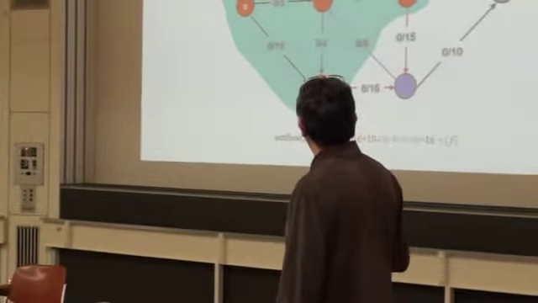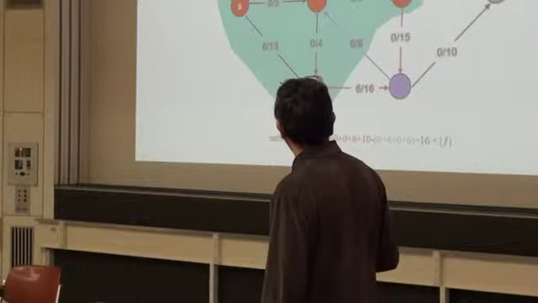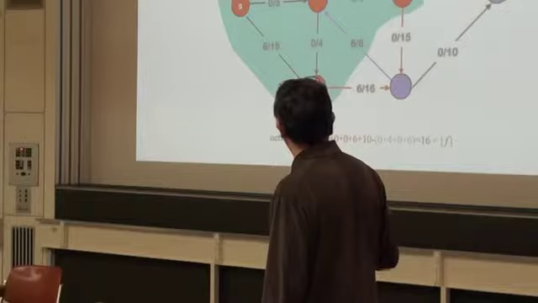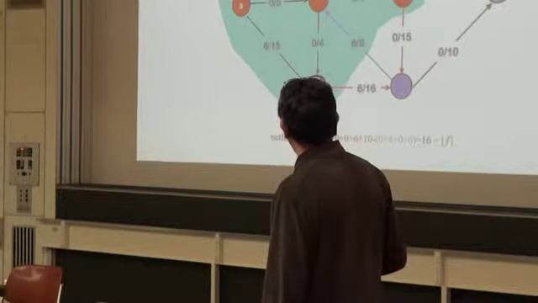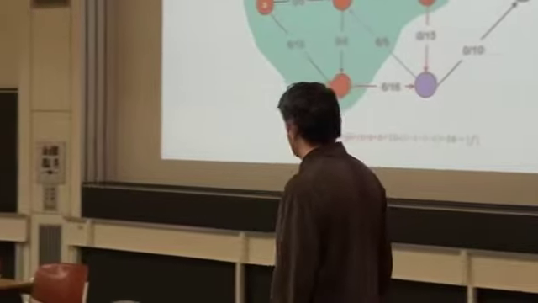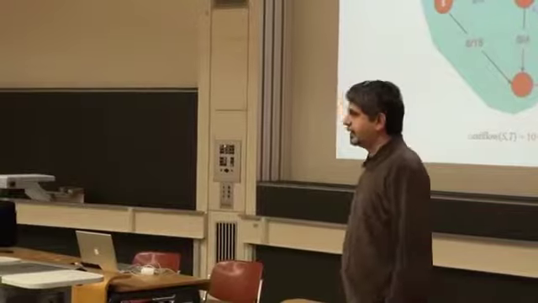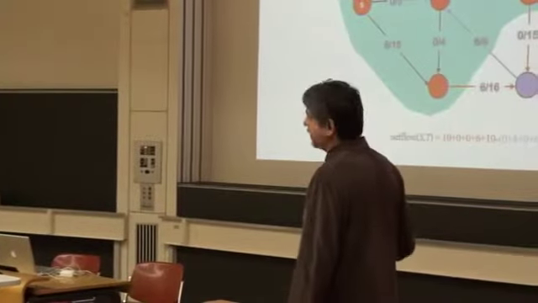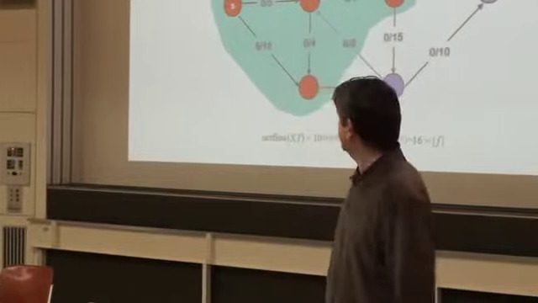For example, if you look at this set S, all the red edges are flowing out, and all the blue edges are flowing in. If you add the values on the red minus the values on the blue, you get 16, which turns out to also be equal to the value of the flow in this case. Okay.